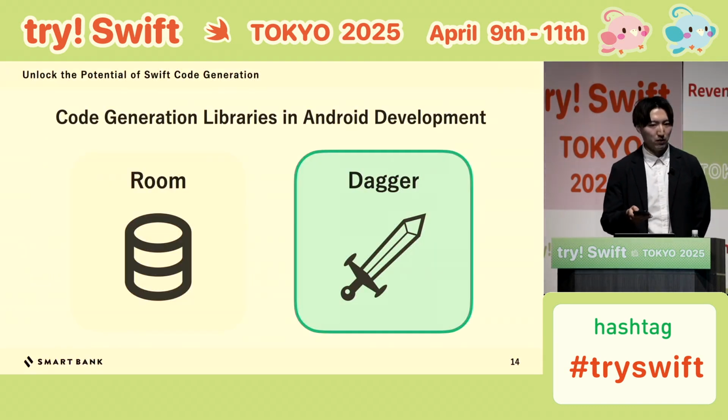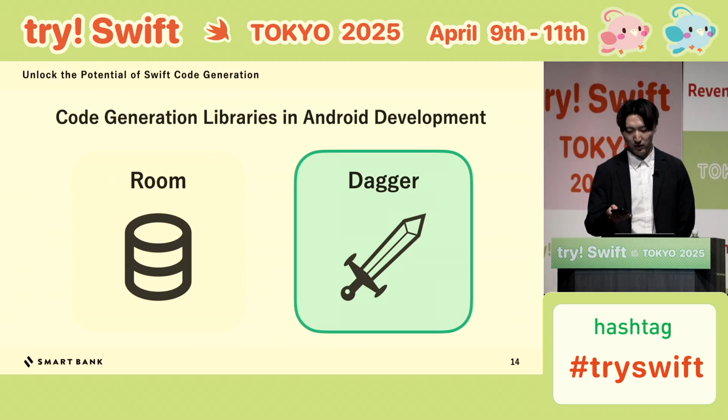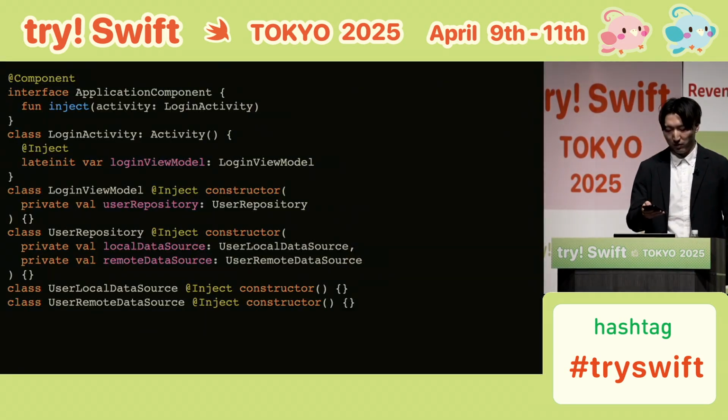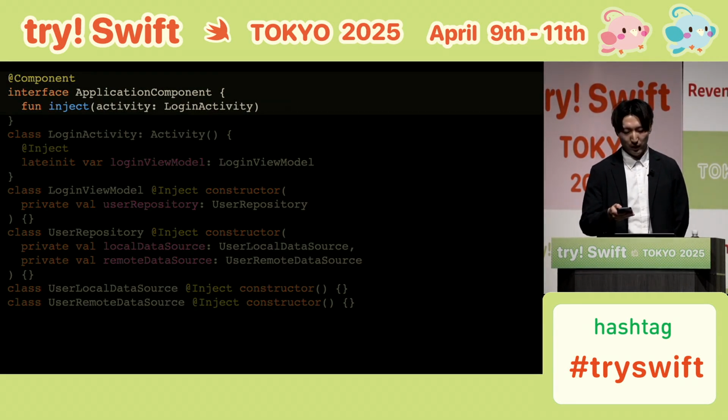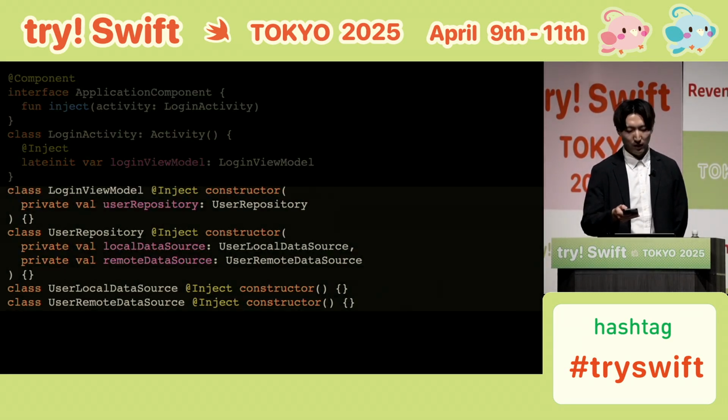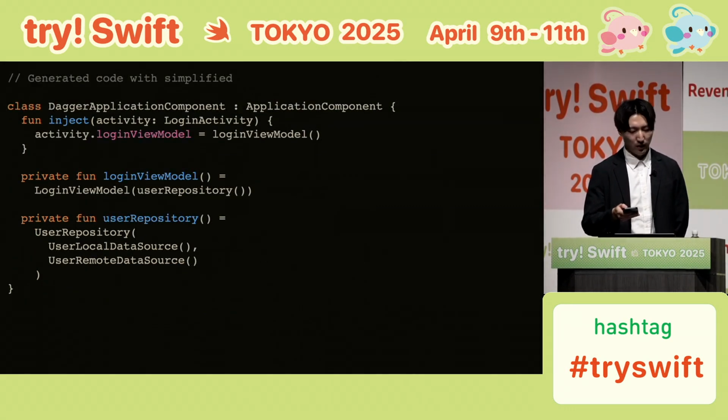Next, let's consider Dagger, a popular Android library for dependency injection. An example might look like this. By annotating your interface with @Component and constructors with @Inject, Dagger is able to generate the necessary container code. This is particularly powerful for managing dependencies in larger apps.